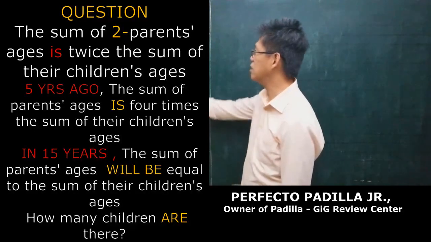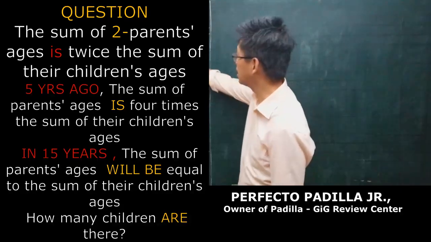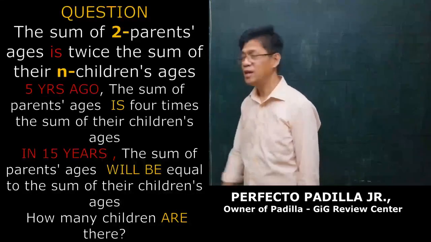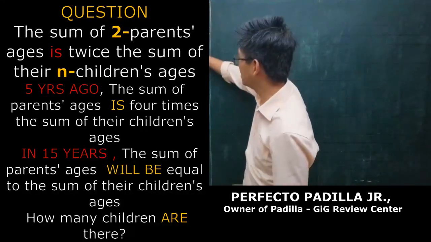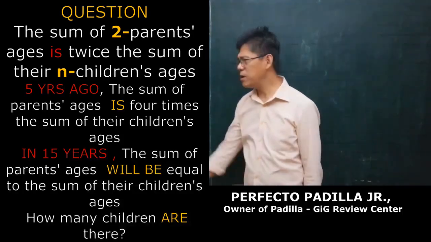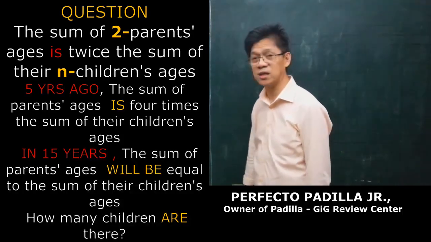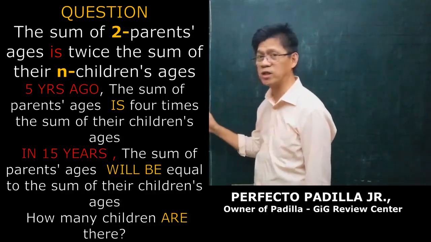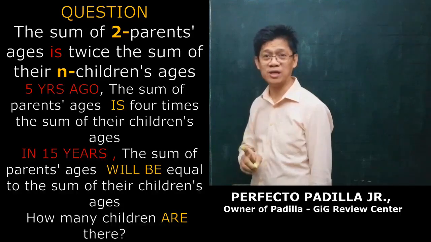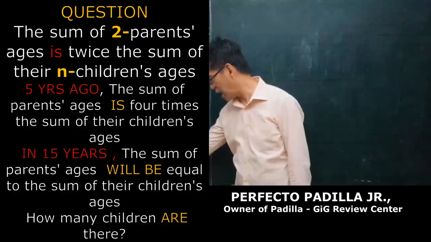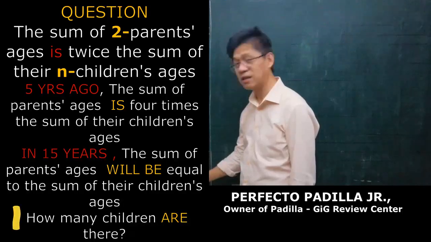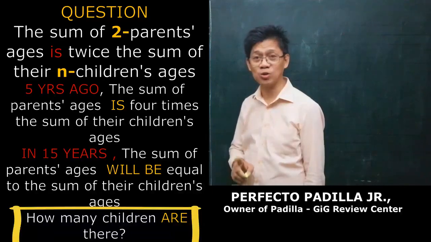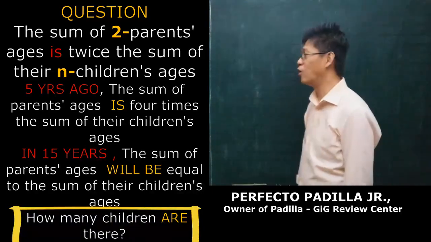Now, we do not know here the number of children. Let us say that there are n children. So, 2 parents, n children. 5 years ago, the sum of parents' ages is 4 times the sum of their children's ages. We are talking always of sum of ages. Now, the question is, how many children are there? This is an age problem, but we're not asked to solve an age, but the number of people.